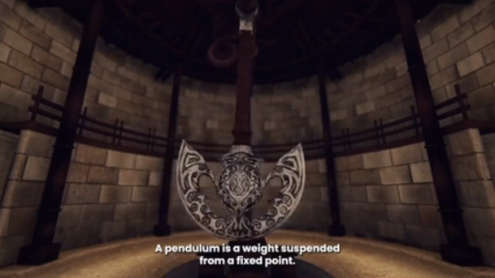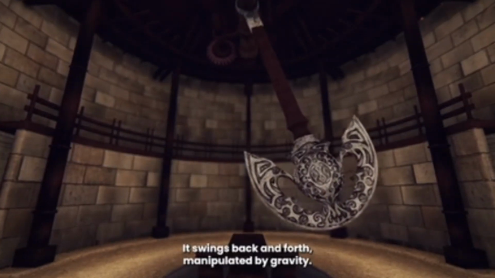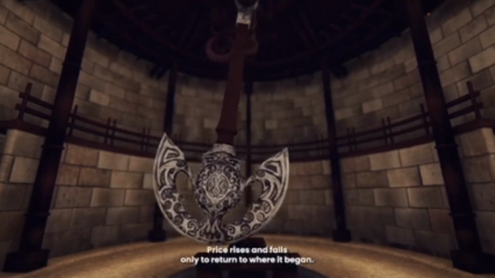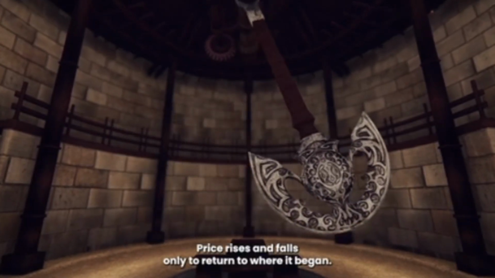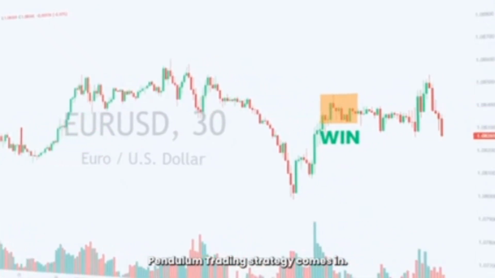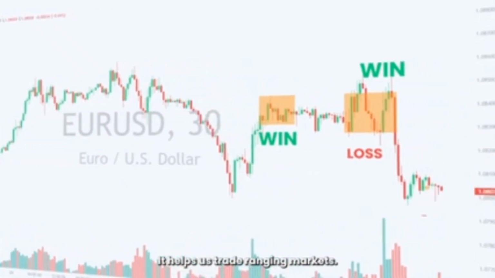A pendulum is a weight suspended from a fixed point. It swings back and forth, manipulated by gravity. The markets work in much the same way. Price rises and falls, only to return to where it began. That's where Mario Singh's pendulum trading strategy comes in. It helps us trade ranging markets.